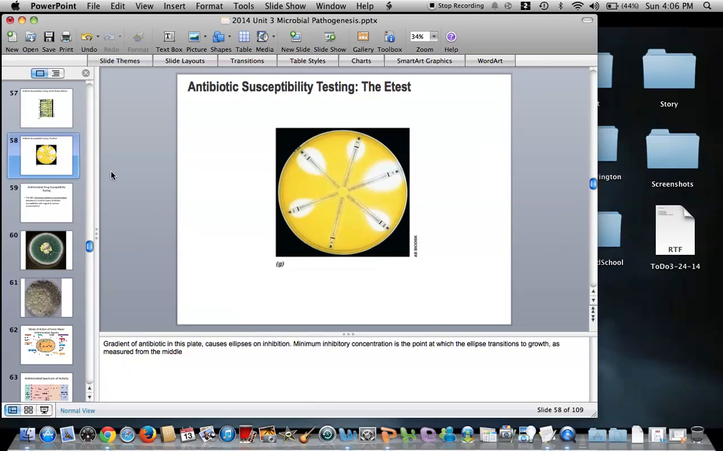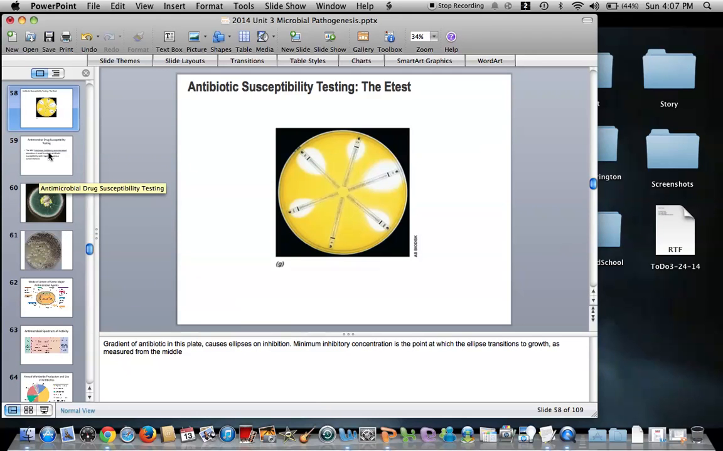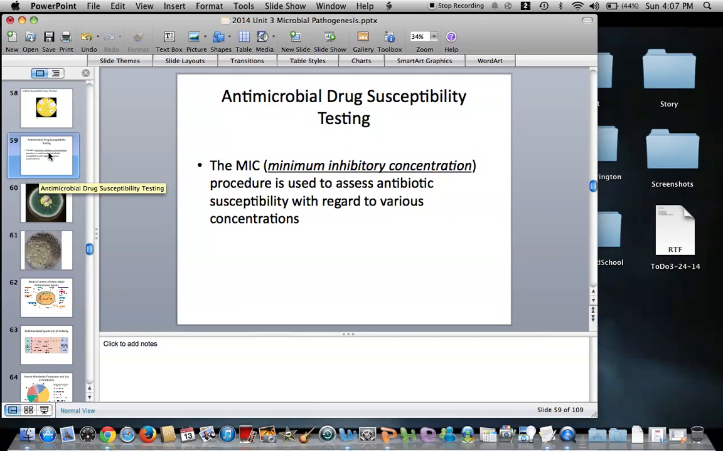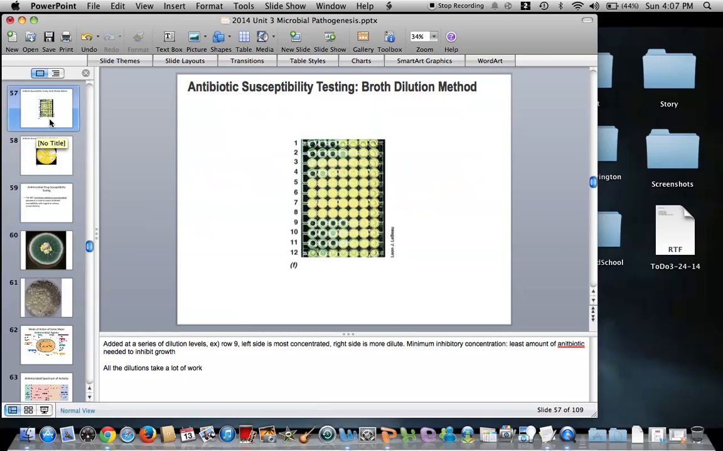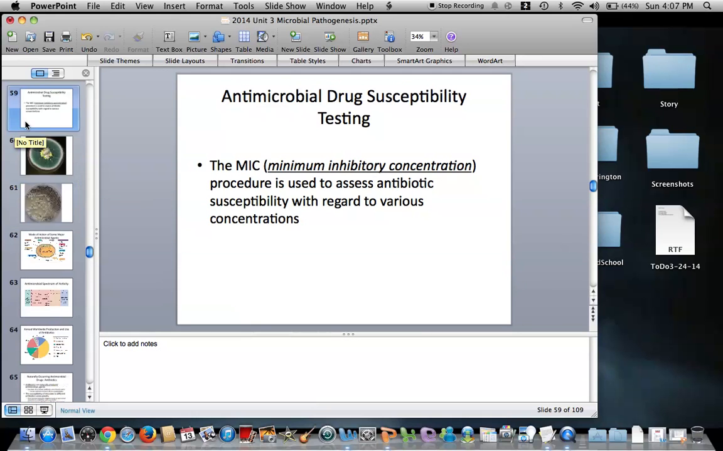This is the E-test, which is similar, except you have these basically ruler things there already. And it's on a gradient. And the gradient is known, and so wherever this stops, you know the concentration. That's the minimum inhibitory concentration, the MIC.